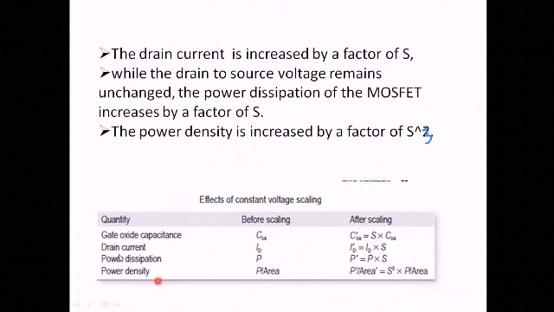So these are the effects of constant voltage scaling: the gate oxide capacitance is increased by S, the drain current ID is increased, the power dissipation is increased, and the power density, that is P dash by area dash, is increased by S cube. I hope this slide is clear to all of you. Now let us move to the next slide.